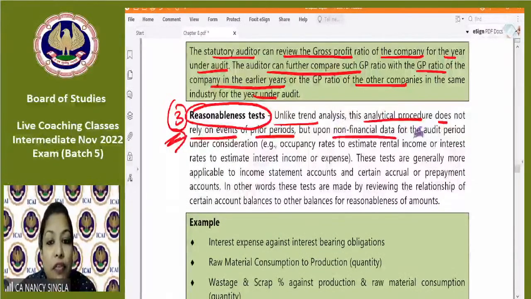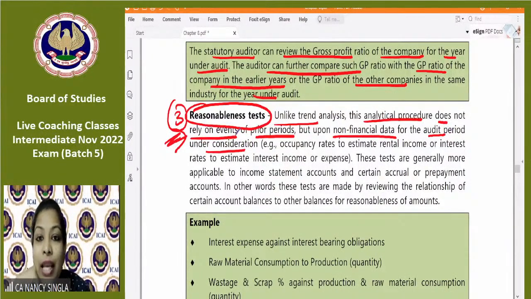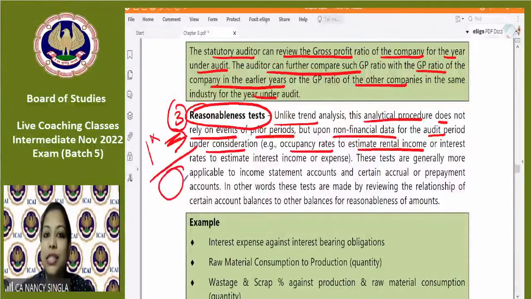But it relies upon non-financial data for the period under audit. You may get a true-false question that in reasonableness test the auditor depends solely on prior period data, which is not correct. Okay? Example, occupancy rate to estimate rental income, ki itne flats have been given on rent, this is the rent, so itna rent agar aa raha hai, that is reasonable enough.